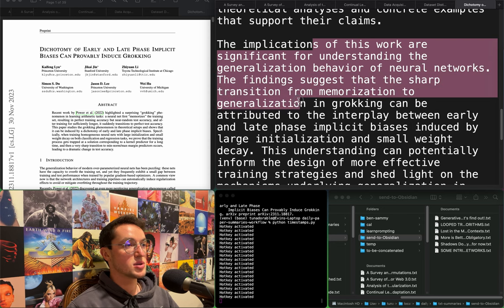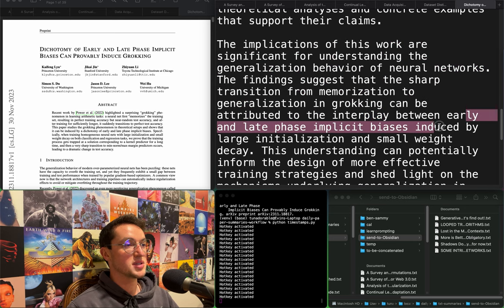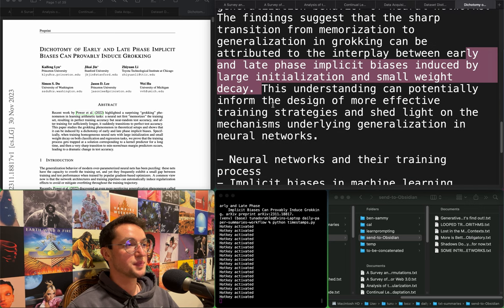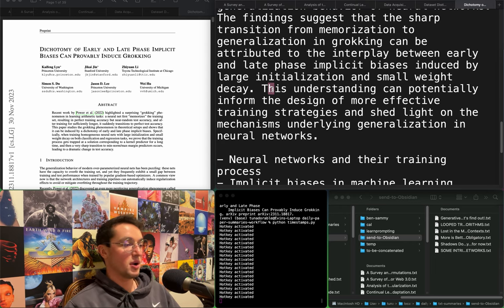Findings suggest that the sharp transition from memorization to generalization in grokking can be attributed to the interplay between early and late phase implicit biases, induced by large initialization and small weight decay. But it can happen without weight decay, is the thing. Grokking can happen. My viewers, sorry, I'm not aware of this.